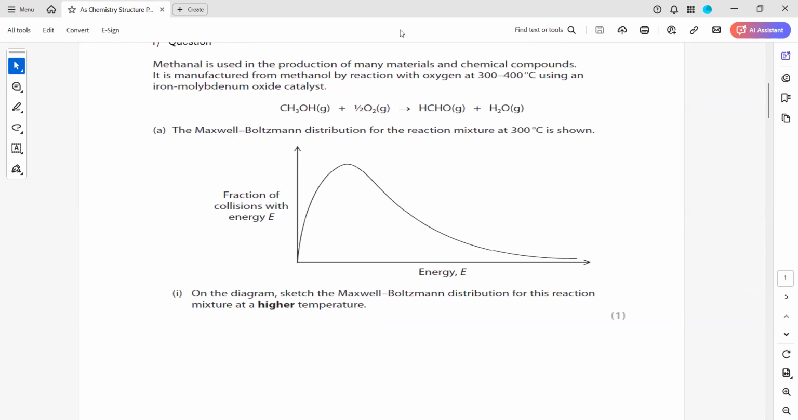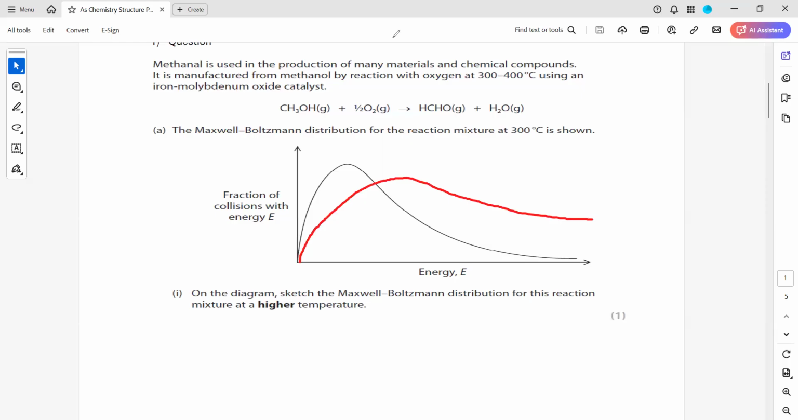When we increase the temperature, what will happen? The peak should decrease, and it should shift towards the right hand side. But you're not supposed to touch the x-axis at all, because if you touch the x-axis, it means there is a maximum amount of energy, but there is no maximum amount of energy. So at a higher temperature, the peak will decrease and shift towards the right hand side.